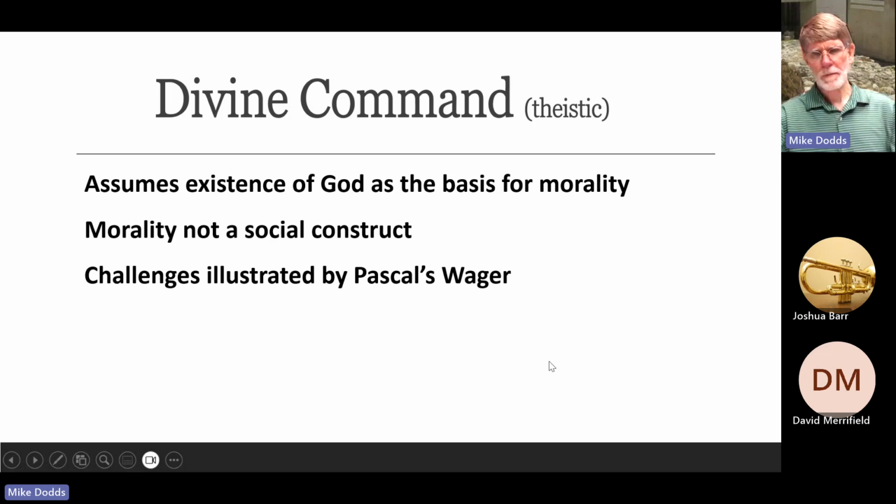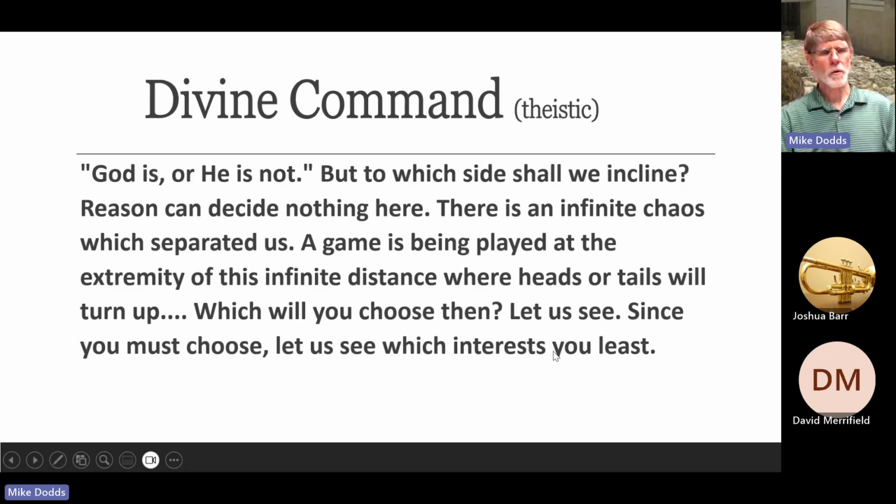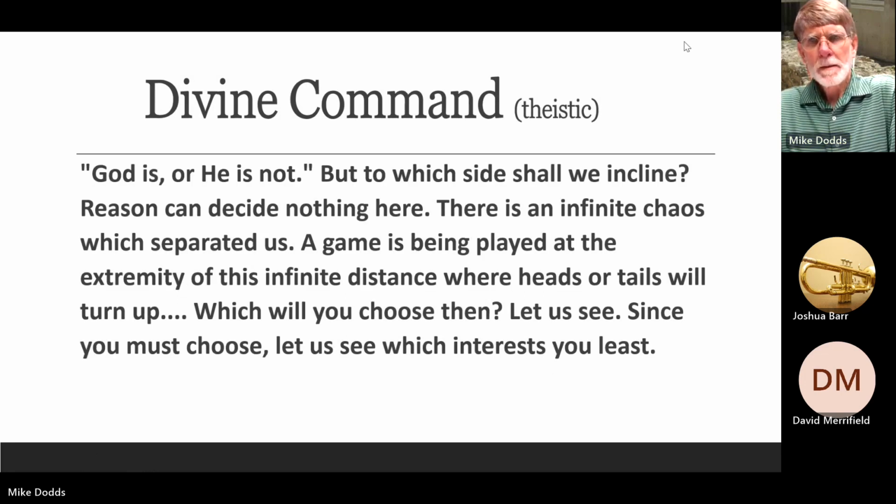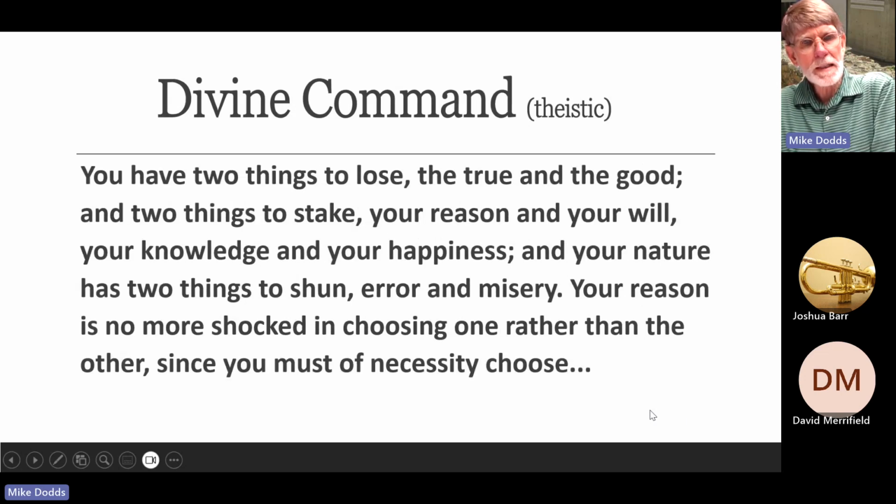Here's his wager, Blaise Pascal. God is or he is not. But to which side shall we incline? Reason can decide nothing here. There is an infinite chaos which separates us. A game's being played at the extremity of this infinite distance where heads or tails will turn up. Which will you choose then? Let's see. Since we must choose, let's see which interests you least.